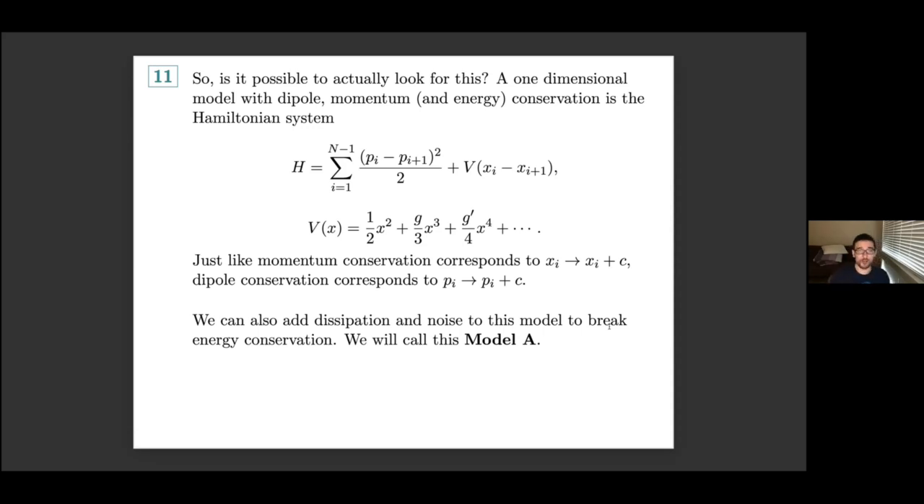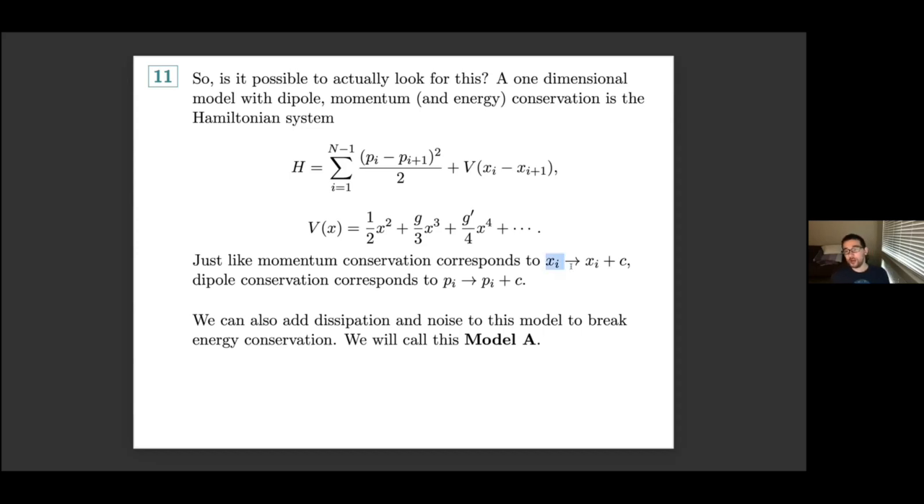So consider the following Hamiltonian system. This is going to be a one-dimensional model. It consists of nearest neighbor particles on a line that interact with their neighbors. Here, x means displacement out of equilibrium. The only thing you have to do to give this model dipole conservation is modify the kinetic energy. Rather than being p squared over 2, it's just (p_i minus p_{i+1}) squared over 2. And this gives you dipole conservation.